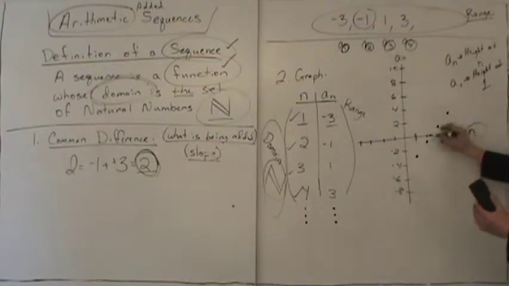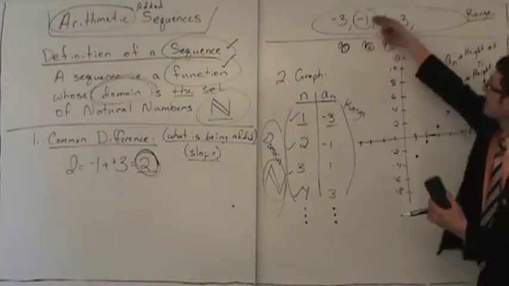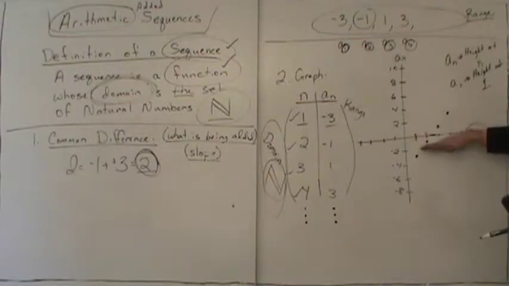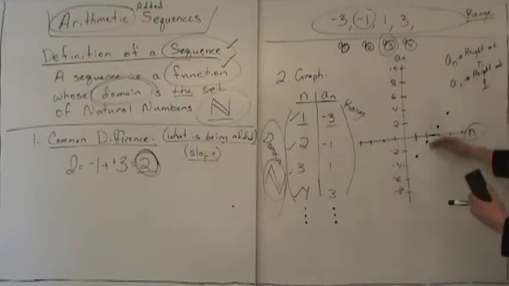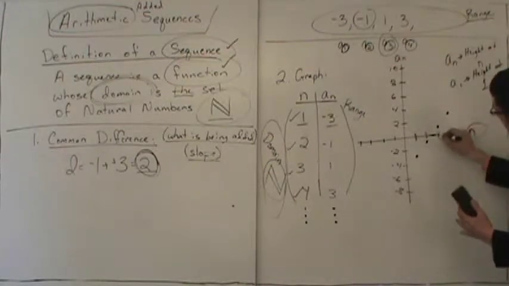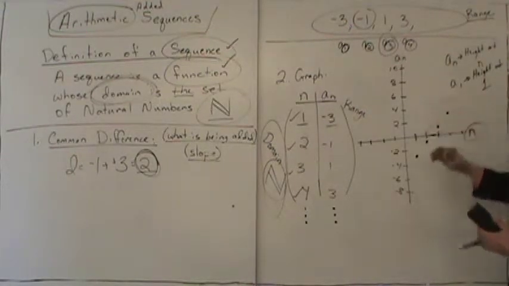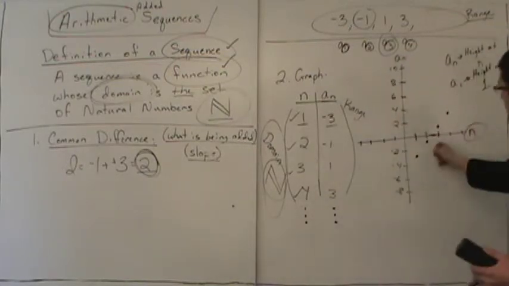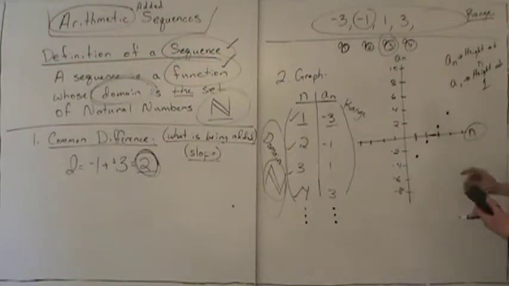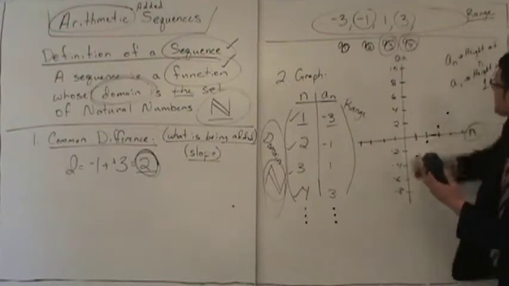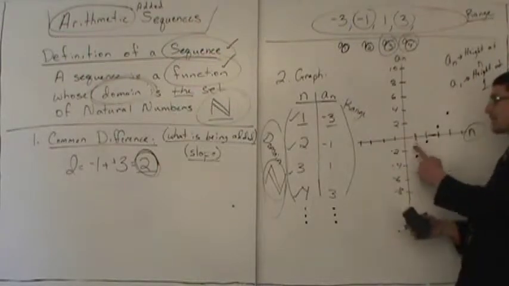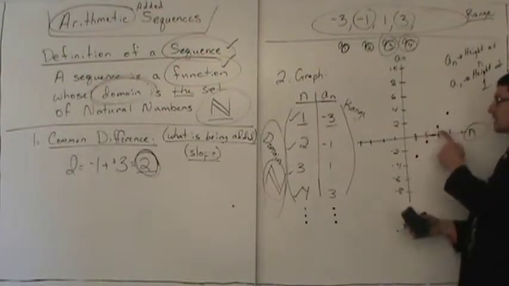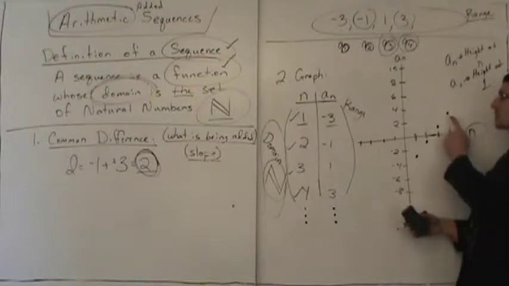At 2, do we have a height? Yes, at 2 we have a height of negative 1, down here. At 3, do we have a height? Yes, at 3 we have a height of 1, meaning there is a point at 3, 1. Also, at 4 we have a height of 3. Creating points located at 1, negative 3; 2, negative 1; 3, 1; and 4, 3.